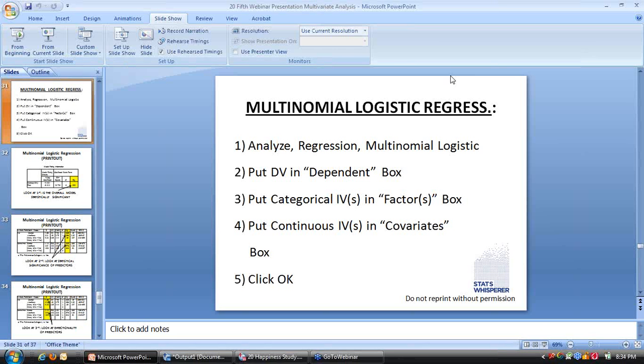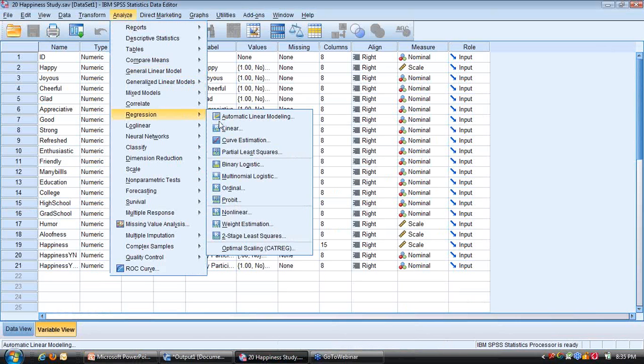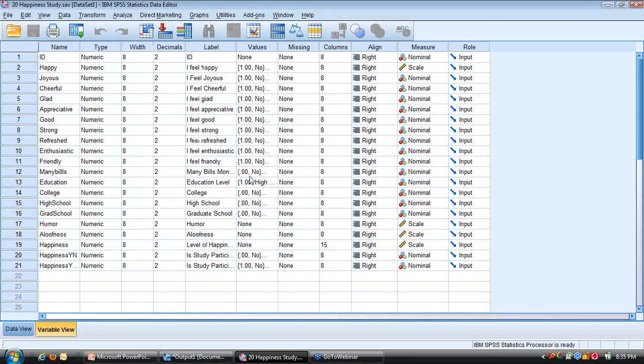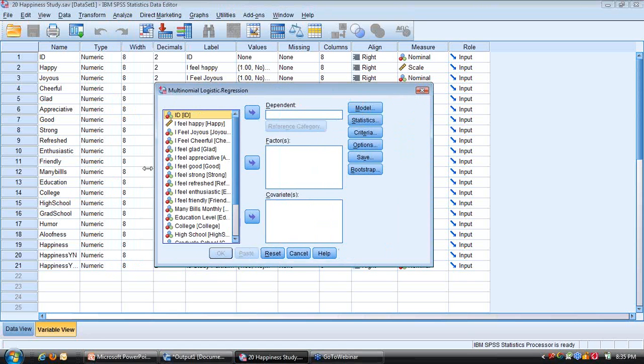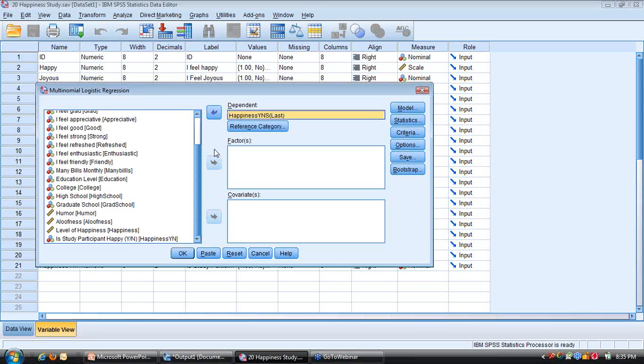So let's go to SPSS. We go to Analyze, Regression, then all the way down to Multinomial Logistic. Stretch that out. Now we go to the bottom, and we have our happiness, yes, no, sometimes. So is the study participant happy? Yes, no, somewhat, rather, not sometimes, somewhat. We put it in the dependent box, and then you can select the reference category.